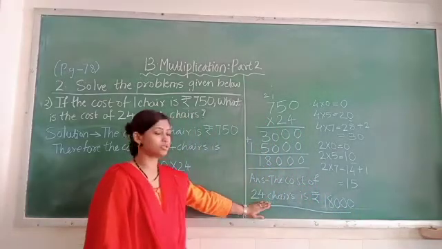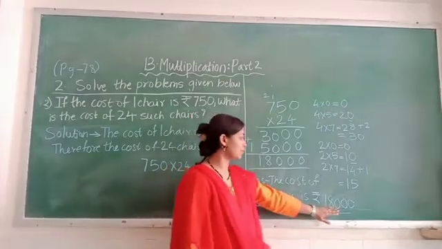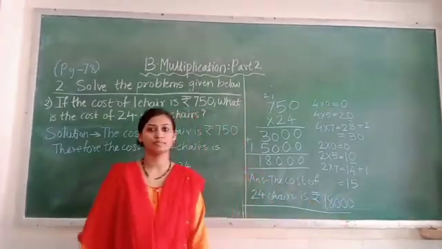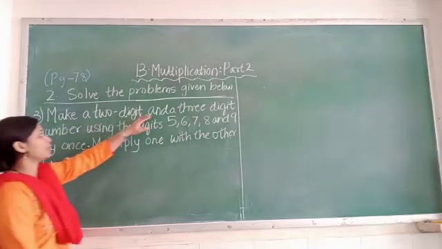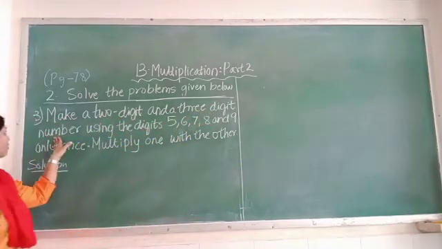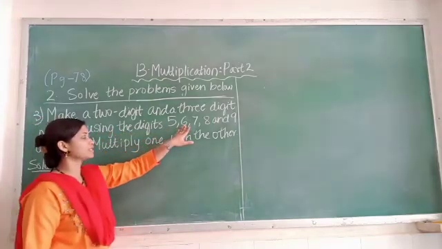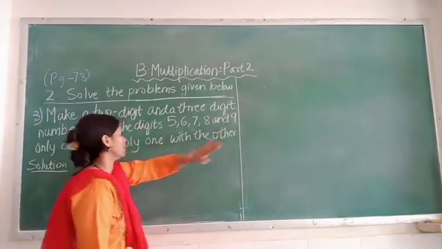Therefore, the cost of 24 chairs is how much? Rupees 18,000. Now, question number 3. Make a 2-digit and a 3-digit number using the digits 5, 6, 7, 8 and 9.